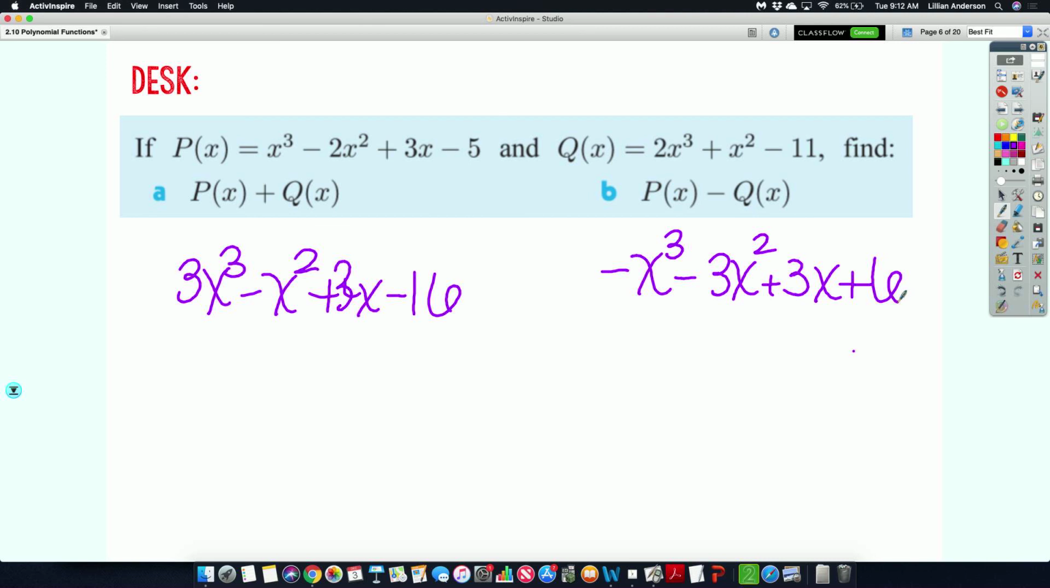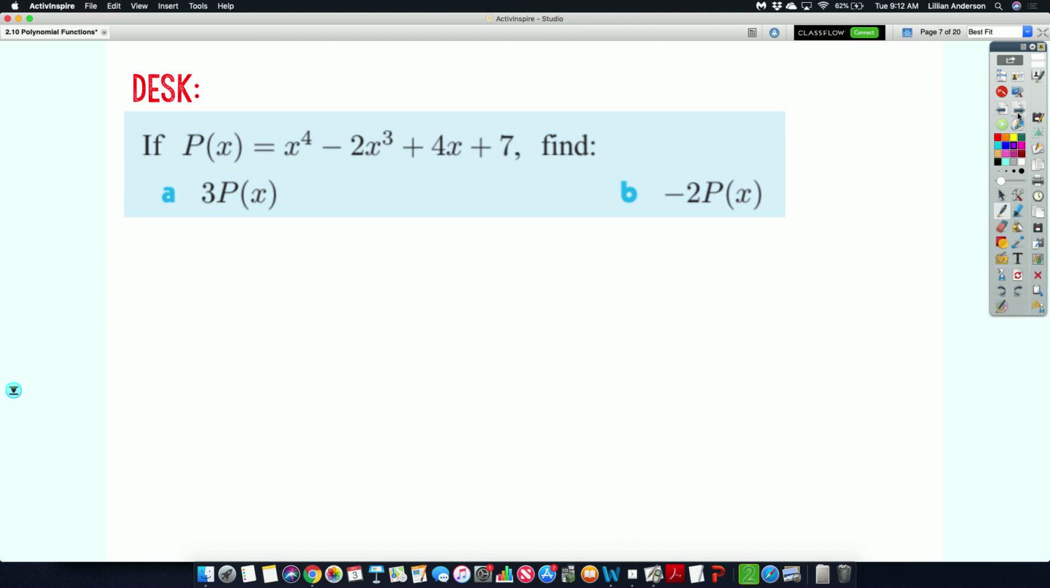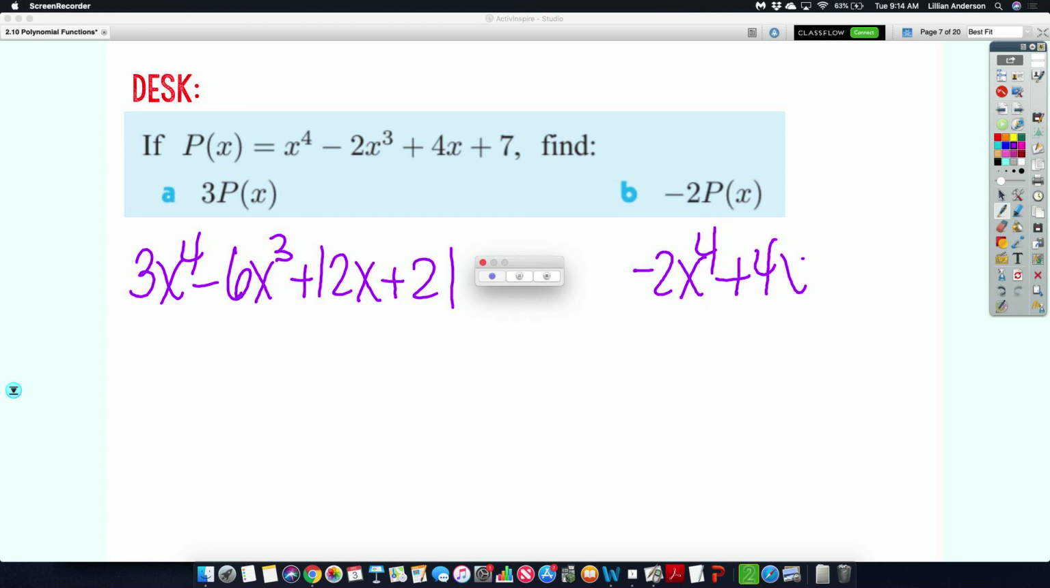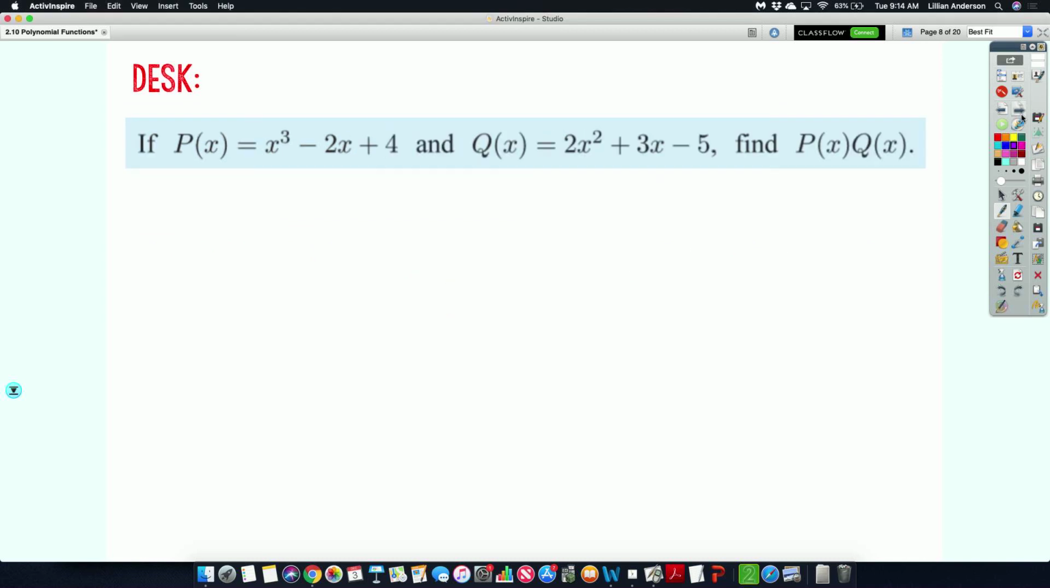Yep. Okay. What about this? Jonathan, what did you get for a? 3x to the 4th power minus 6x to the 3rd plus 12x plus 21. And Jennifer, b? Negative 2x to the 4th plus 4x to the 3rd minus 8x minus 14. Yes? Good. What about this?